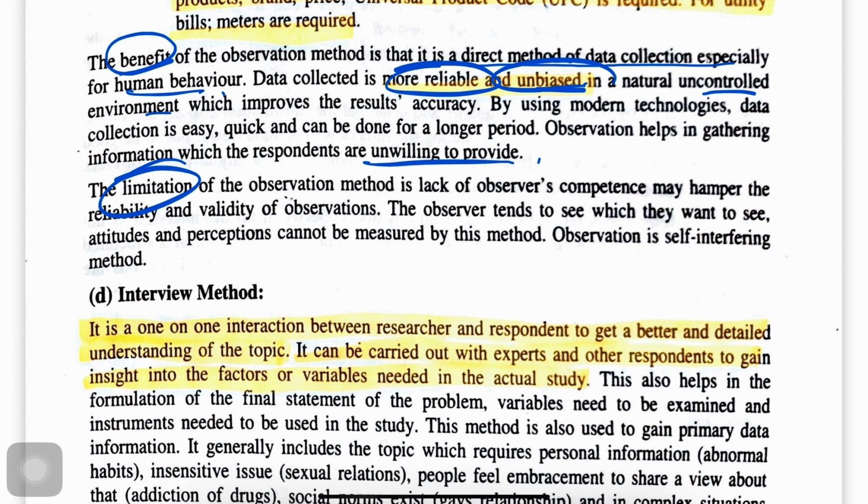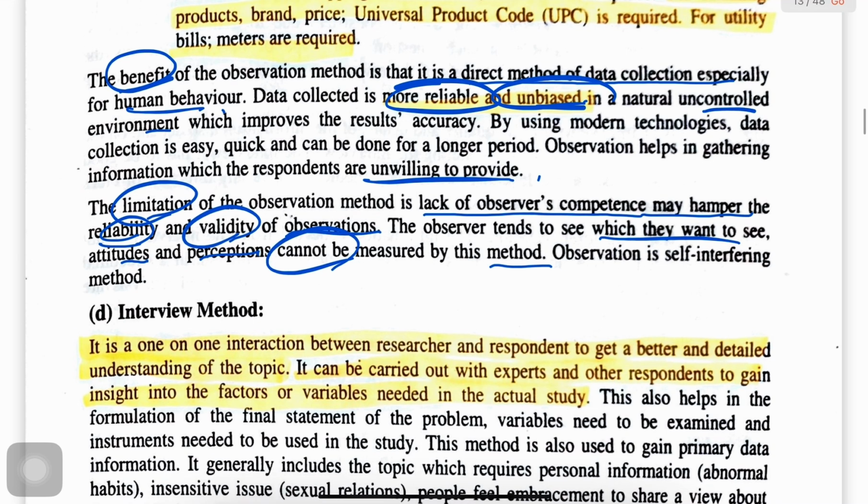The limitation of the observation method is that a lack of the observer's competence may hamper the reliability and validity of the observation. The observer tends to see what they want to see. Attitude and perceptions cannot be measured by this method, which can be done in the earlier method we studied, that is case study. Observation is a self-interfering method, right?